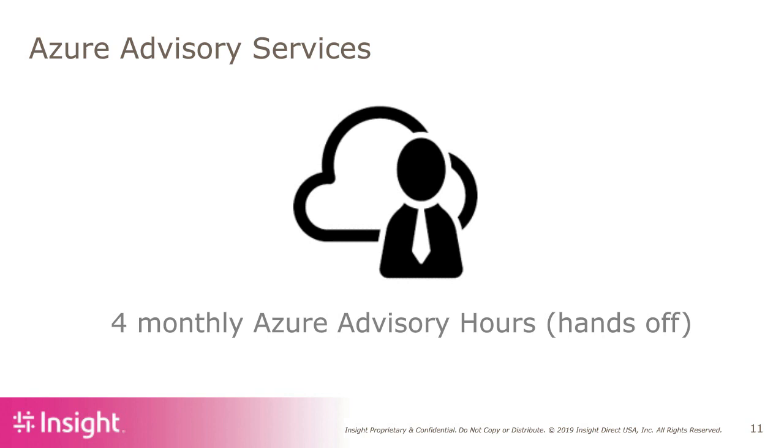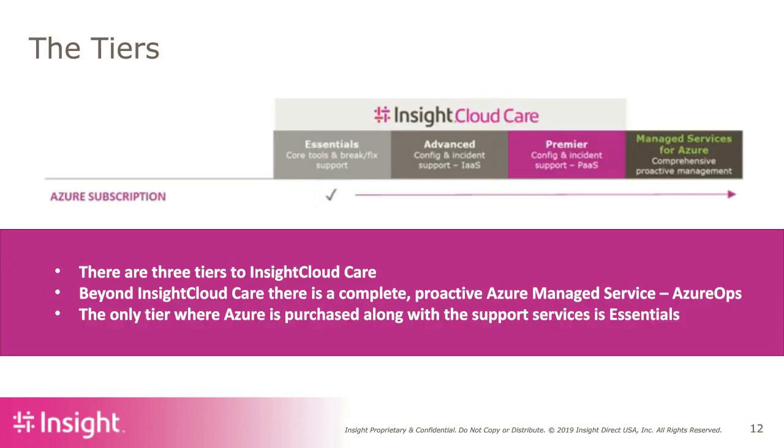Okay, the tiers. InsightCloud Care for Azure has 3 tiers, the first of which is Essentials. And then, of course, it moves up to Advanced and Premier, and you can see that. And a moment ago, I spoke to the fact that we have a full managed service for Azure called Azure Ops, which really stands apart from InsightCloud Care. Managed services for Azure Ops is a completely comprehensive, strategic, proactive managed service, and I will show you some of the features and benefits of that in a minute.